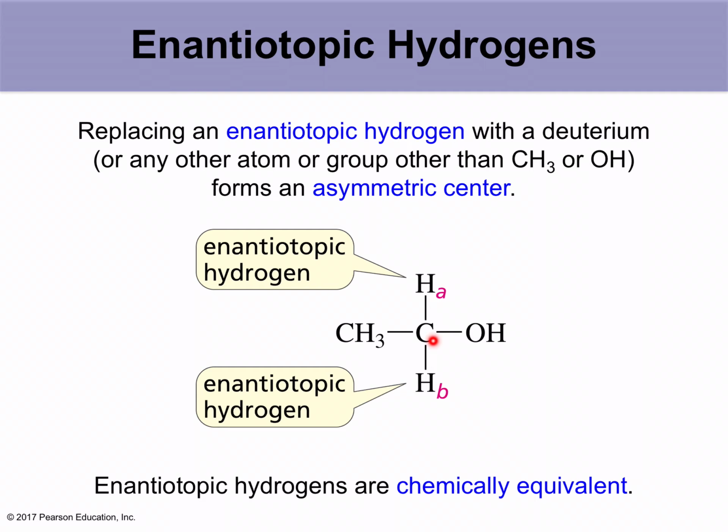an asymmetric center. Now you remove one of these and instead of hydrogen you put chlorine here. Then you have an asymmetric center. So since you can generate an asymmetric center by replacing one of the hydrogens with another atom, we call them enantiotopic hydrogens. And these enantiotopic hydrogens are chemically equivalent, meaning in a proton NMR they will give you the same signal. Okay, A and B are not different.